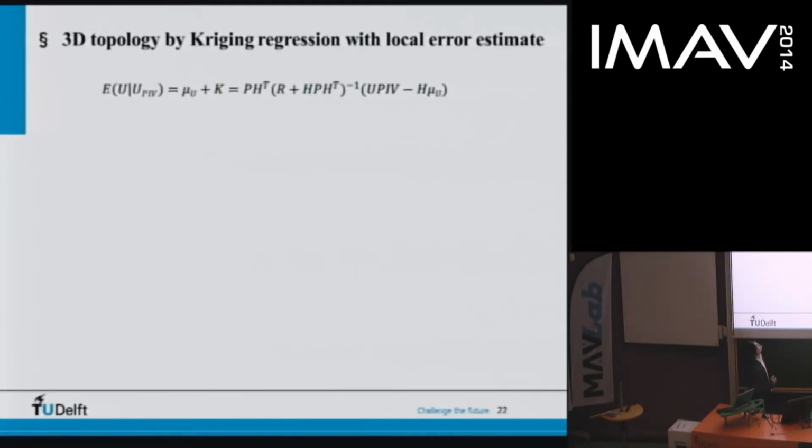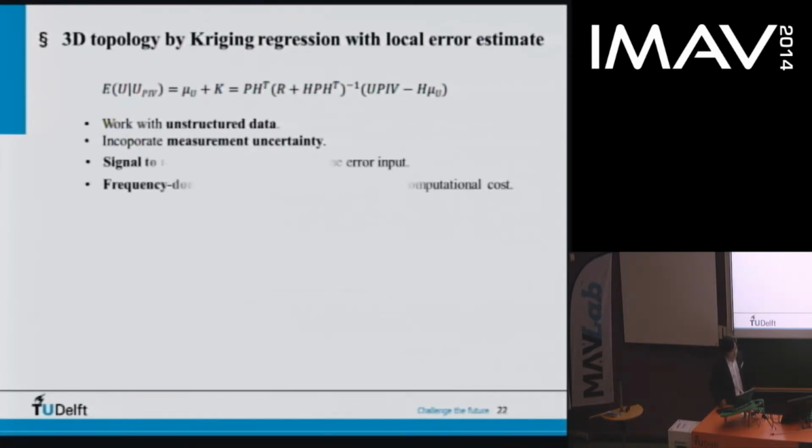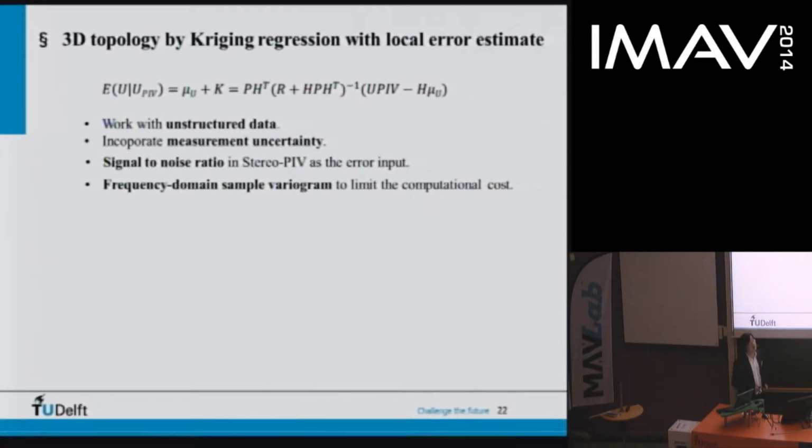Later on, we use 3D topology Kriging regression with local error estimation to reconstruct the 3D wake topology after the DelFly wing. Here we have this Kriging interpolation function in a Bayes framework. The advantage of using Kriging is that we can work with scattered data, and by coupling the local error estimation, we can incorporate the measurement uncertainty in this interpolation. In our measurement, the signal-to-noise ratio in stereo PIV was used as the error input, and we also used frequency domain sampling to limit the computational cost.